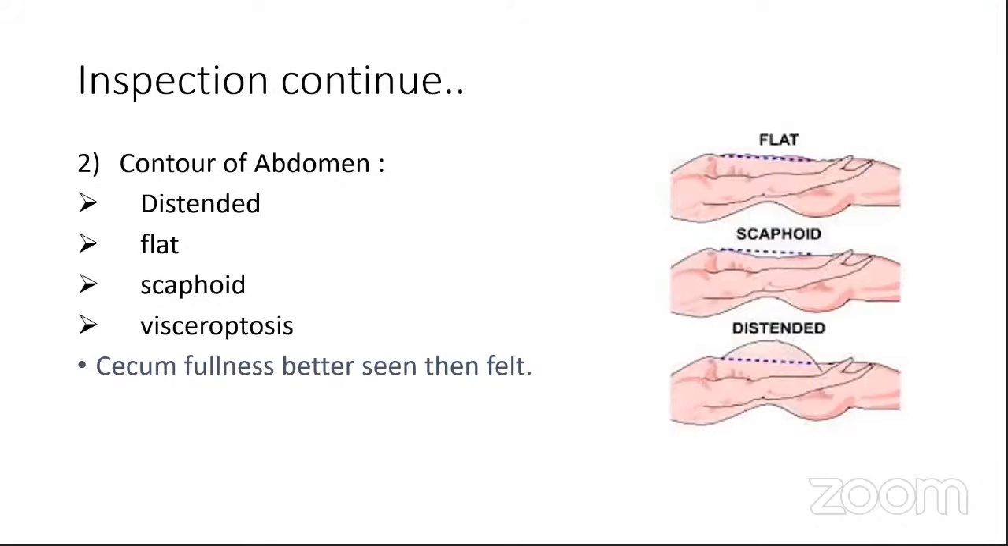Abdomen can be either distended, scaphoid, or it can be flat. Normally it is flat. Yes sir, again subjective. For some people it may be seen as flat, for some it may be scaphoid. It's again subjective. How can we make it objective?